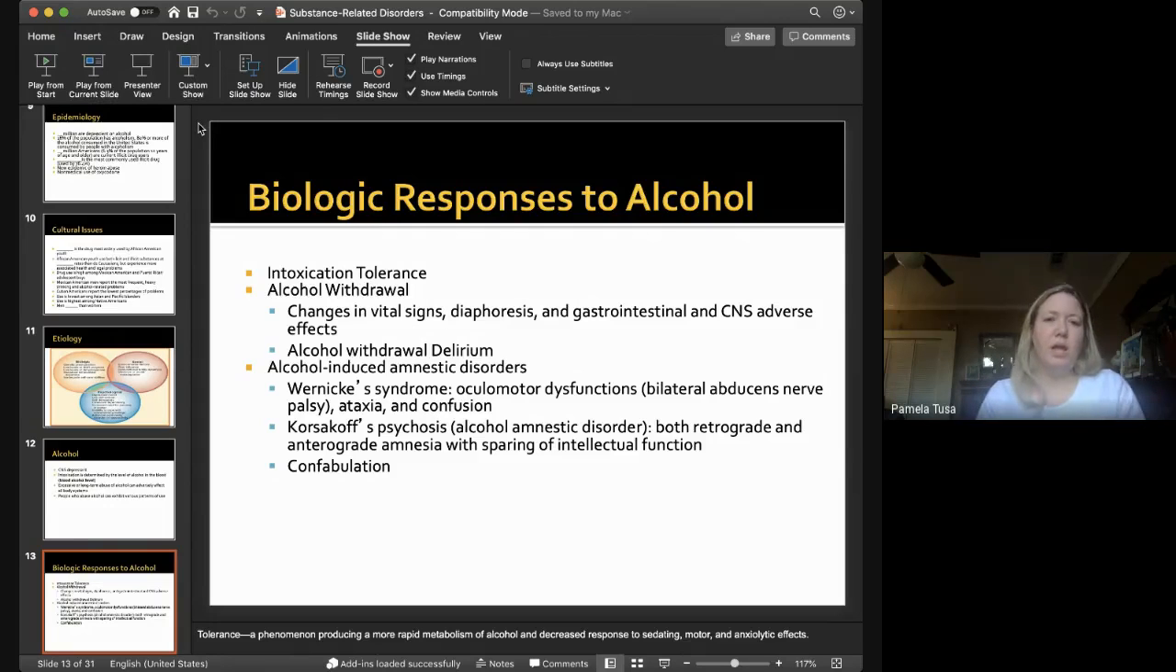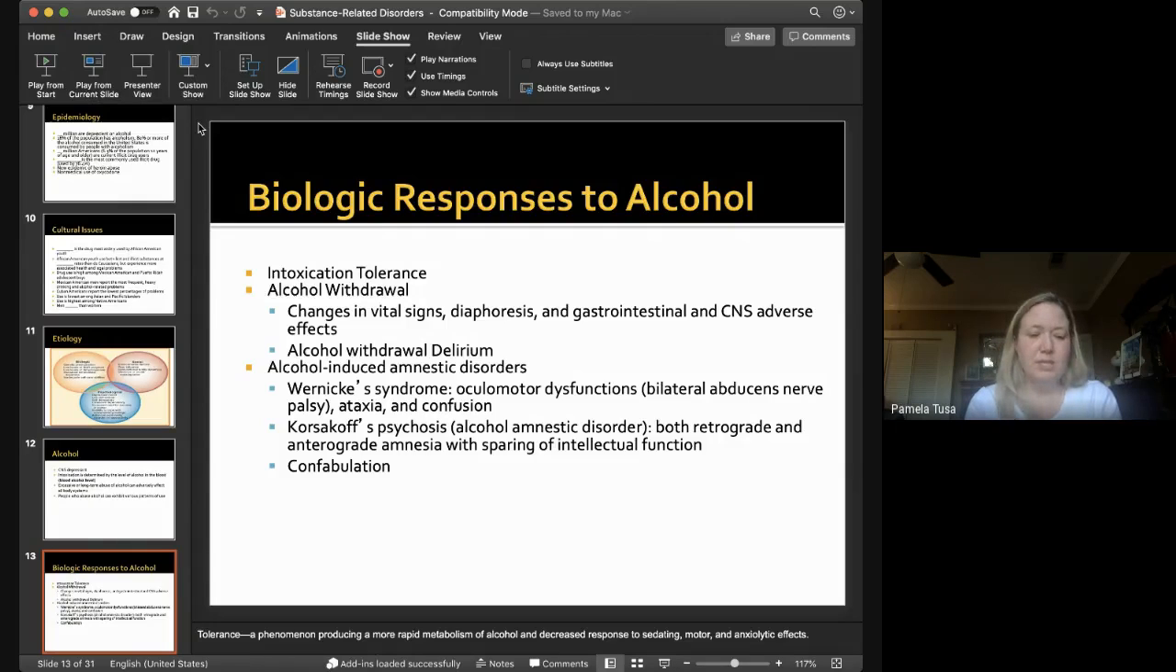Alcohol withdrawal. This is when someone is actually going through a detox, and they're going to be withdrawing with us. We do see this in the clinical setting, in the acute care setting. We see changes in their vital signs. So I would normally ask you what you think. Do you think the blood pressure goes up or down? Anybody want to chat on here with me? It actually is going to go up. Yep, you got it. Good job.